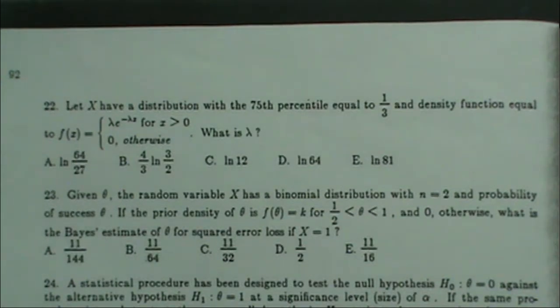Number 22, let x have a distribution with the 75th percentile equal to 1/3 and the density function equal to f of x, which is lambda e to the minus lambda x for x positive. What is lambda?